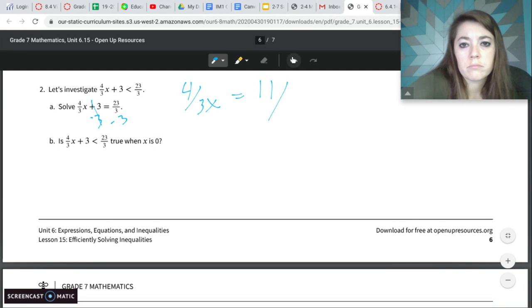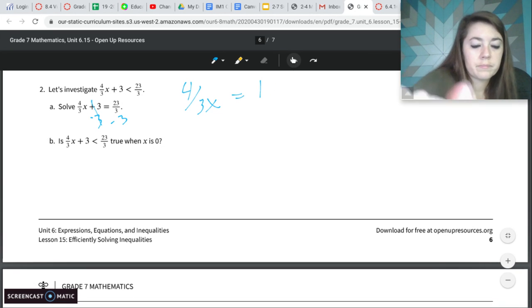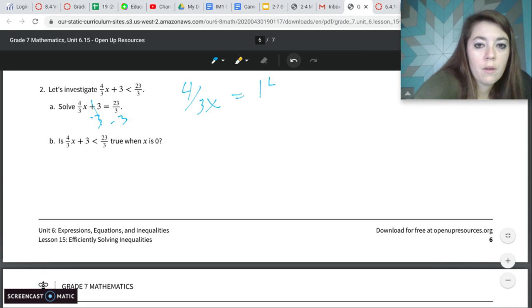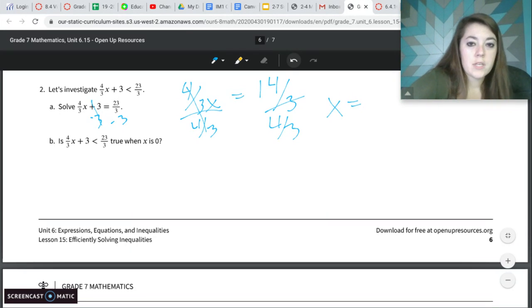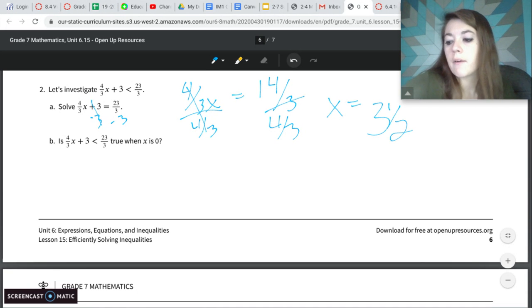Oops, I did not just write that right. 14 thirds. Now we divide by 4/3. So x equals 14 thirds divided by 4/3, which is 3 1/2.